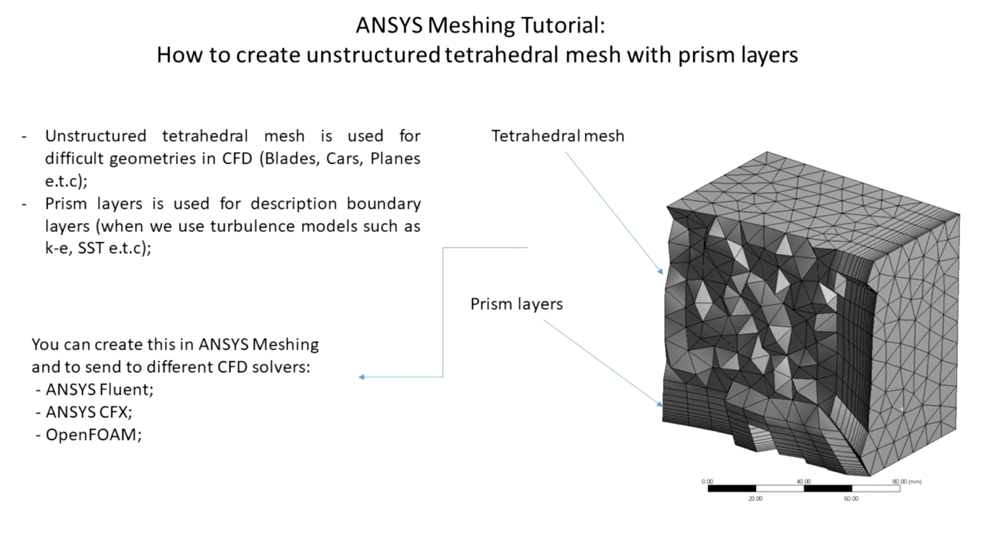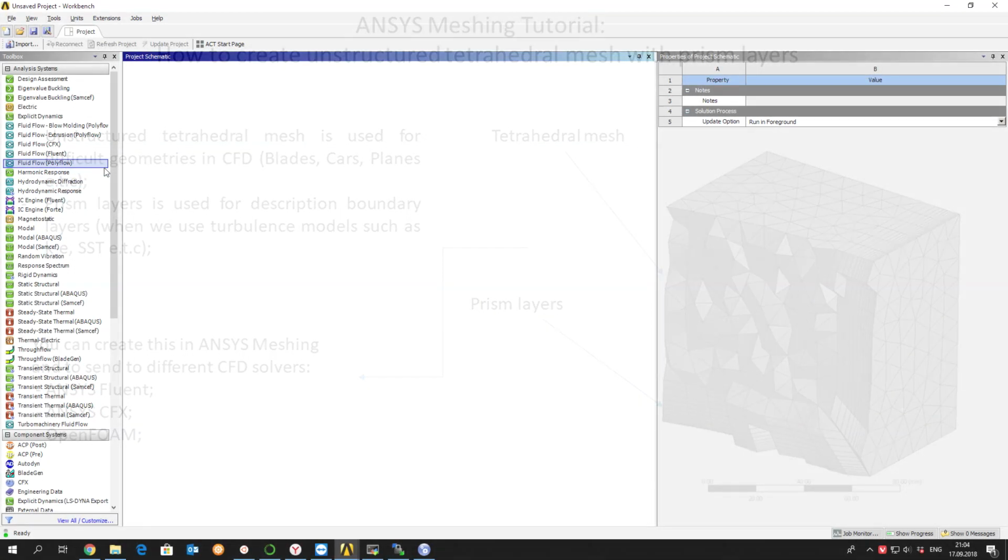We have to do it when we perform simulation with turbulence models such as K-epsilon or SST models. Let's go to the ANSYS Workbench where we will create a cube with height equal to 100 mm.